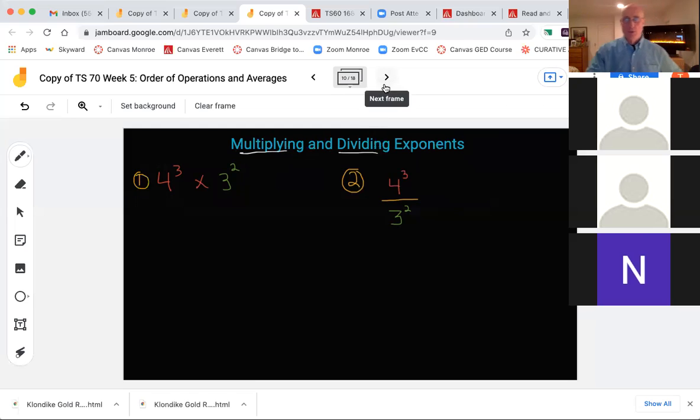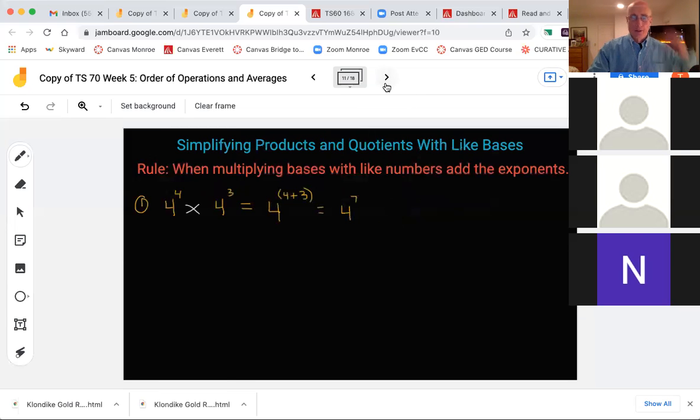So I think I gave you some time to copy these down. Let me show you a little example here. I wanted to show you this rule: when I'm multiplying bases with like numbers, you add the exponents.